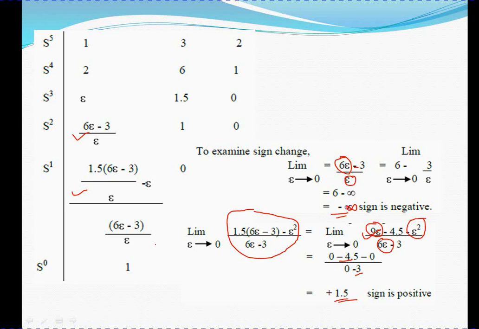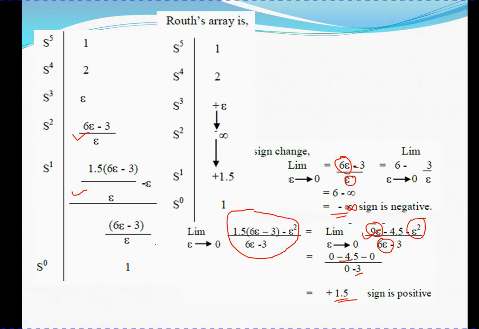Now we are going to see the sign changes in total. You can see very clearly that from the s cube row to the s square row there is a sign change, because epsilon is considered a small positive term, and here it is minus infinity, so the sign is changing from plus to minus. Similarly, from the s square to the s to the power 1 row there is one more sign change, from minus infinity to plus 1.5. So the total number of sign changes in this particular problem is 2.